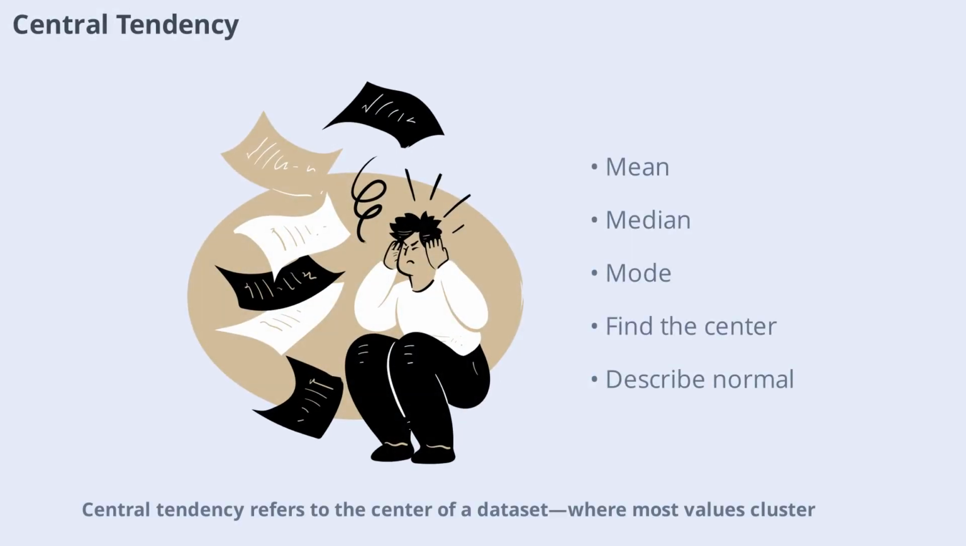Central tendency refers to the center of a dataset, where most values cluster. The mean, median, and mode each give a different view of the center. Understanding central tendency helps us describe what's normal in our data and spot when something is off.